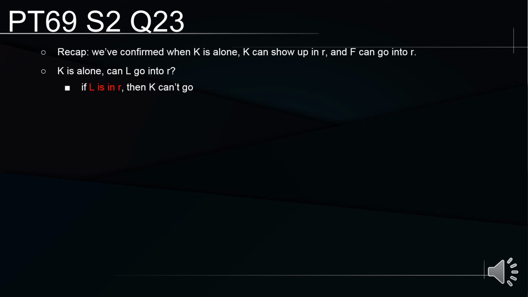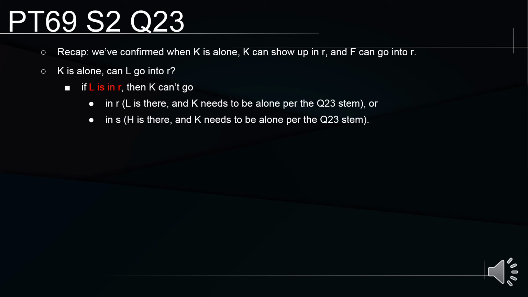Once we have placed L into Team R, now we need to make sure that there is some place that K can be placed such that it is alone as per the demands of question 23. So if L is in R, then K cannot go into R because L is already there, and we just said K needs to be alone because that's what question 23 tells us.